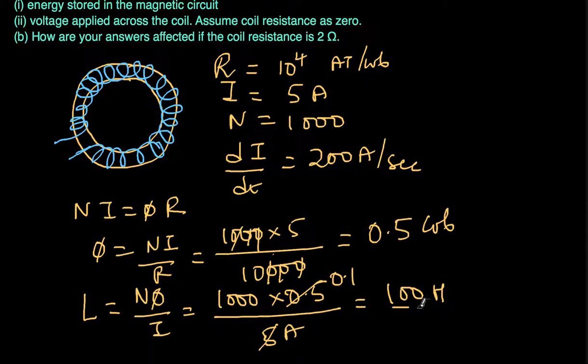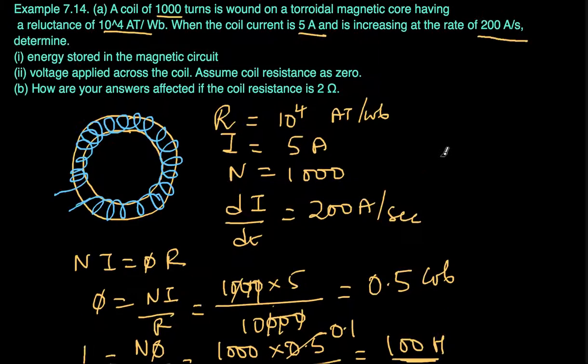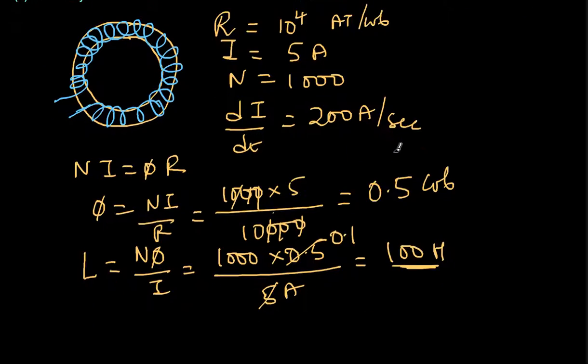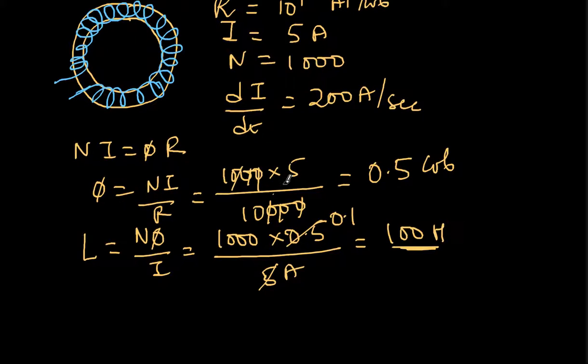This seems to be a very high number. Let me just check once again. Reluctance is 10 to the power 4 and the current is 5 amperes. Let me check the calculations here. I think this all seems to be correct.